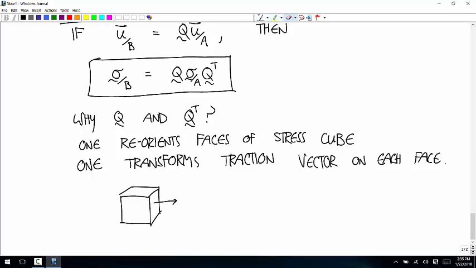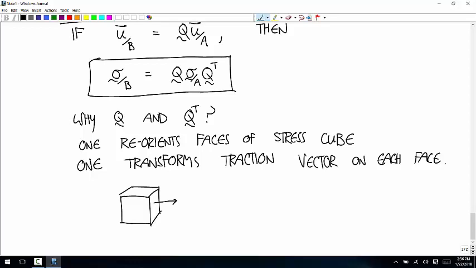Well, the use for us is we want to be able to re-express stress tensors in different coordinate systems. To do it for a vector, you just need one of these. So the question is just why do we have these two different rotations going on? And the answer is that one of those rotation matrices reorients our stress cube, and one of them re-expresses the vector traction on each.